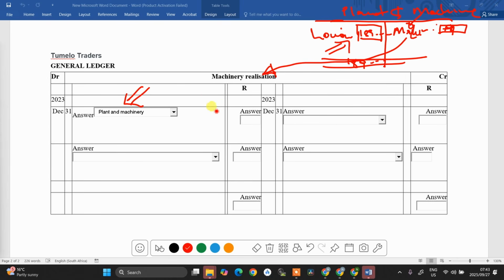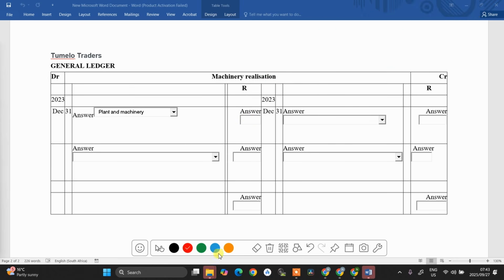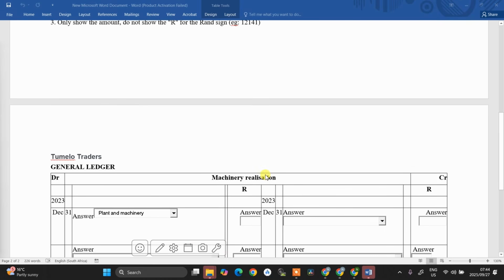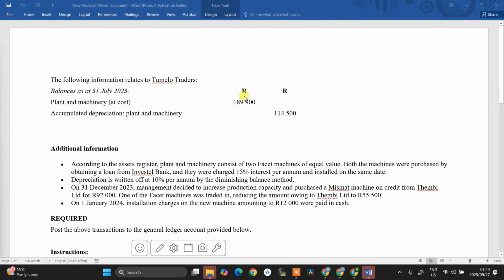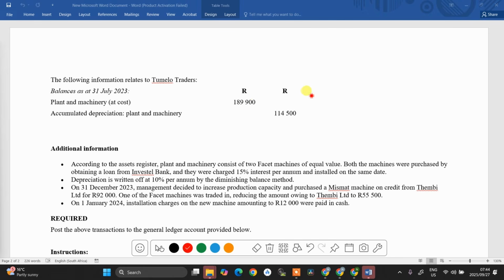So now that we know that we are going to debit the plant and machinery account, what we are supposed to get is the value that must be debited here. Okay, so let us do just that. Let's calculate that by first deleting this. Okay, so that means we need to go back to this total here. Then to get the amount that must be debited, we are just going to say 189,900 divide by 2, because they told us that we have 2 machines here, so we want the price of 1. So take out your calculators and calculate this.